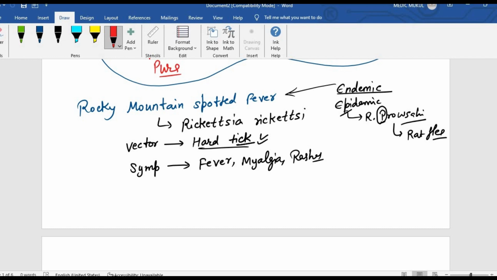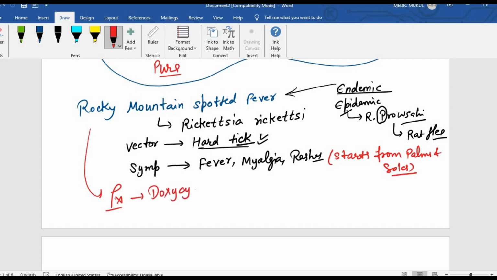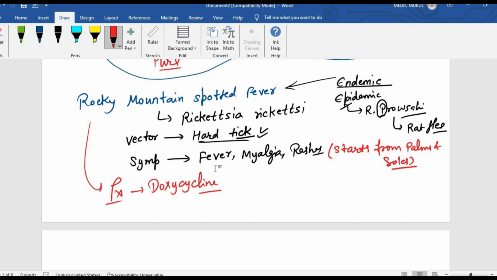The symptoms: we have fever, myalgia, and rashes. The rashes mainly start from the palms and soles. Also remember the treatment, because they ask the treatment as well. The treatment is doxycycline. Rocky Mountain Spotted Fever, Rickettsia rickettsii, vector hard tick, fever, myalgia, rashes, doxycycline. Done, finish.